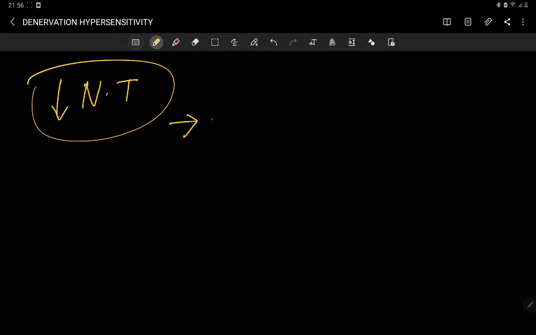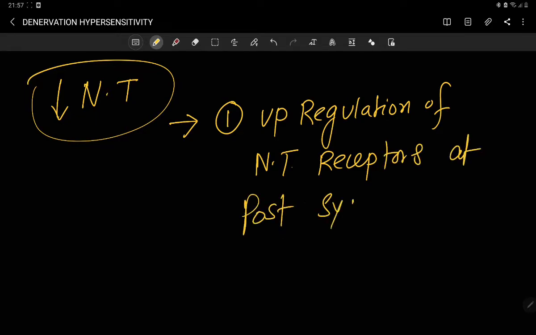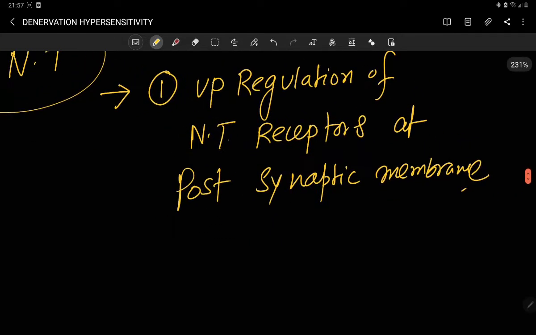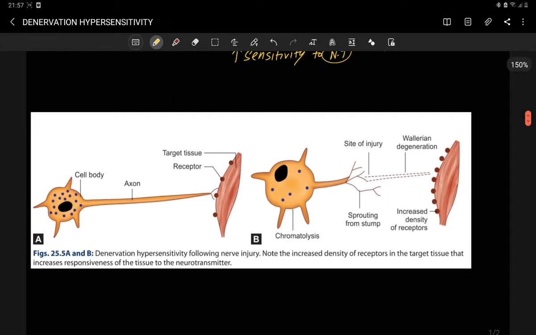What happens? First one, upregulation of neurotransmitter receptors at the postsynaptic membrane. That means the receptors that are present here. You can appreciate now in this diagram.